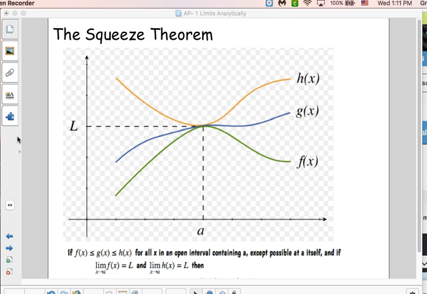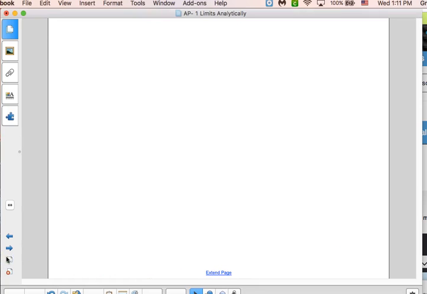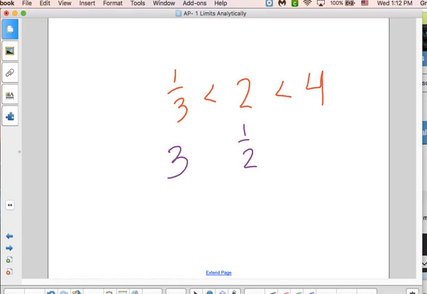I want to have a quick little discussion about inequalities, just so that later on this will make sense why I'm saying this. So if I have 1/3 is less than 2 is less than 4. Do you agree with that? Okay, so now I want to reciprocate everything. What will the 1/3 become? 3. What will the 2 become? 1/2. What about the 4? 1/4. So that inequality is not going to hold true.